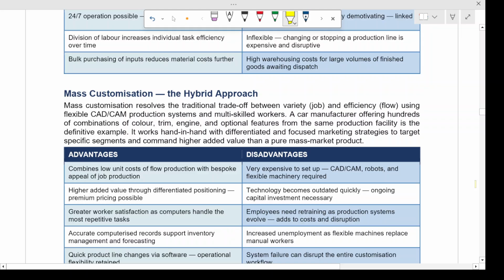The next one is mass customization. Mass customization resolves the traditional trade-off between variety, job, and efficiency flow using flexible CAD/CAM production systems. CAD is computer aided design, and CAM is computer aided manufacturing, production systems, and multi-skilled workers. A car manufacturer offering hundreds of combinations of color, trim, engine, and optional features from the same production facility is the most definitive example. It works hand in hand with differentiated and focused marketing strategies to target specific segments and command higher added value than a pure mass market product.